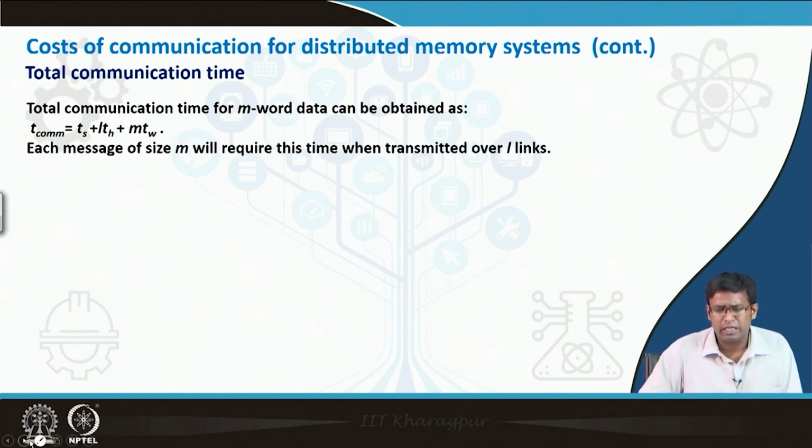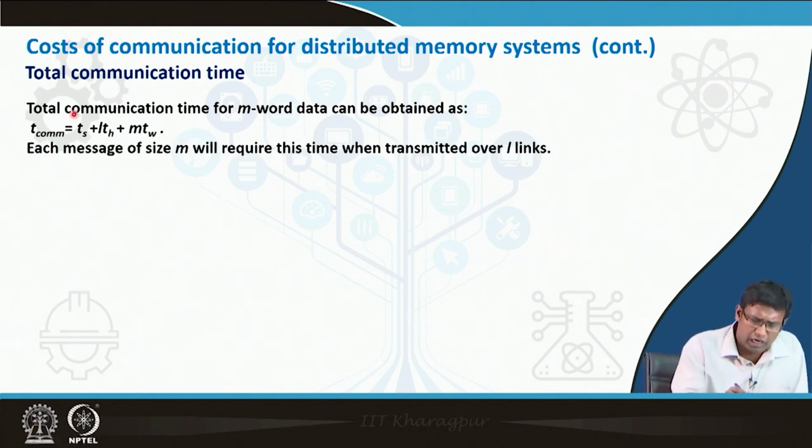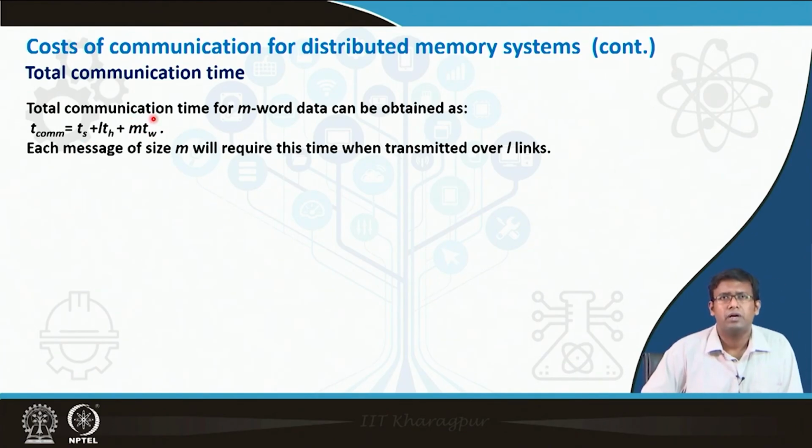Each message of size m will take this time to be transmitted over L links. So startup time plus the per hop time into the number of links, as many links as there will be, more will be the per hop time, plus the message size into the per word data transfer time, which is based on the bandwidth.